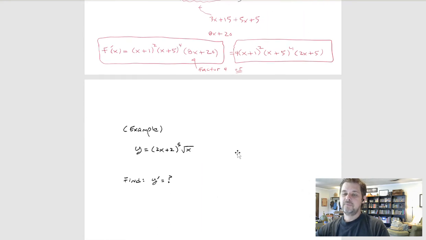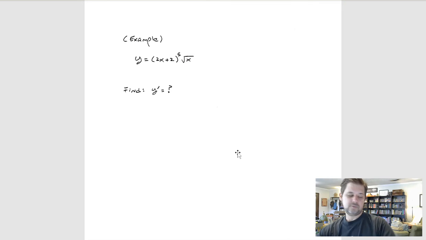So let's try one more that was a little bit of a challenge. Okay, there's this one: 2x plus 2 to the 5th power times the square root of x. Now, I wanted to compare this one with the one we had done a minute ago, because it's also a product rule. Okay, but how about this?